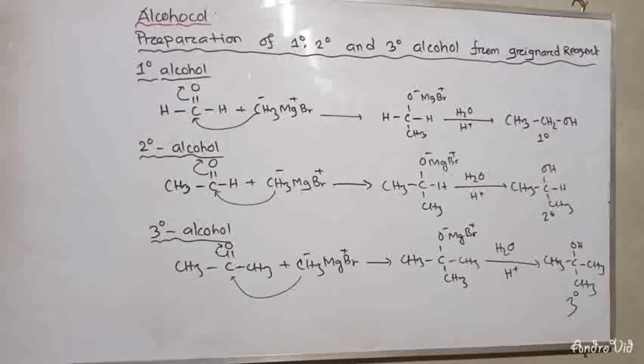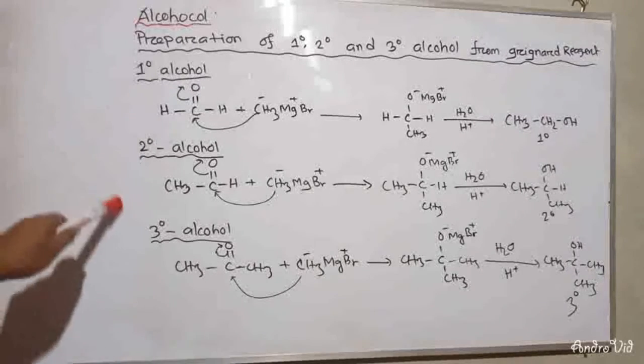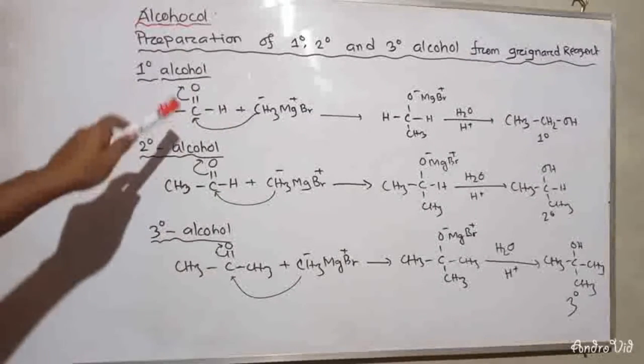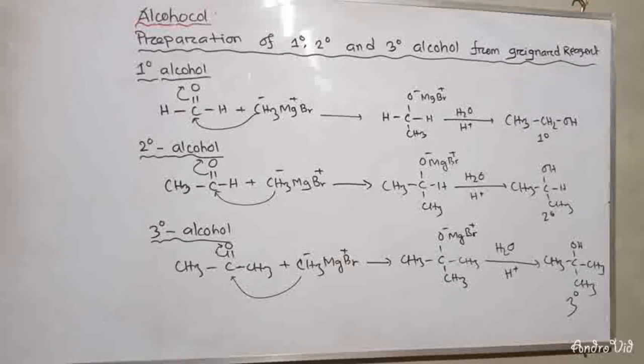Now the point that should be noted: if you want to prepare 1 degree, 2 degree or 3 degree alcohol by using Grignard reagent, you have to use as reactant either aldehyde or ketone. During the formation of 1 degree alcohol, you must use methanal. Only methanal you must use in that case.